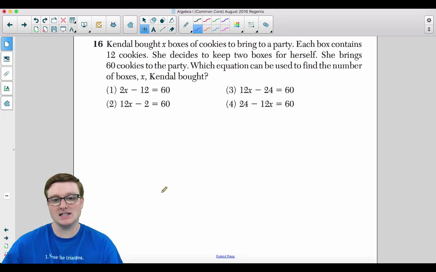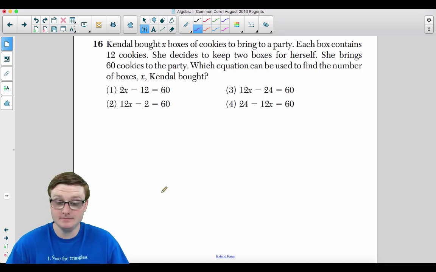16. Kendall bought x boxes of cookies to bring to a party. Each box contains 12 cookies. She decides to keep 2 boxes for herself, because who doesn't want chocolate chip cookies? She brings 60 cookies to the party. Which equation can be used to find the number of boxes x that Kendall bought?